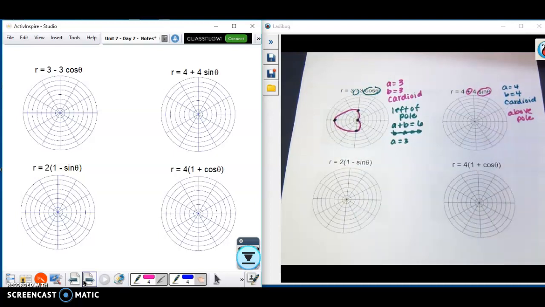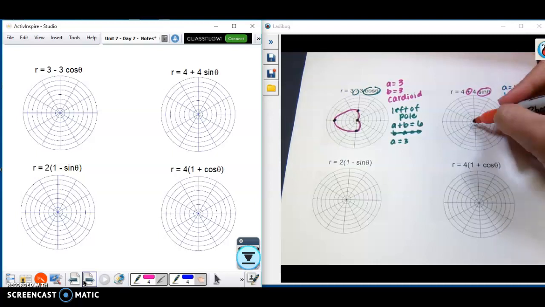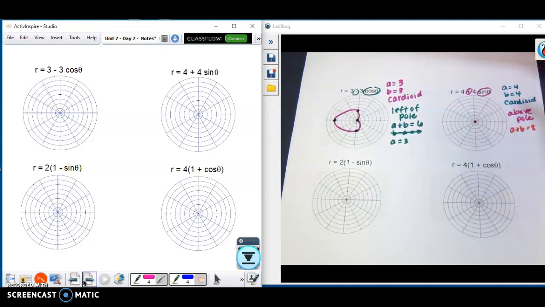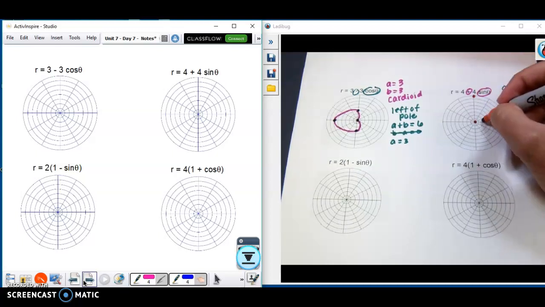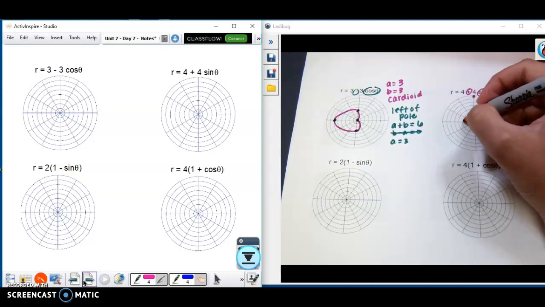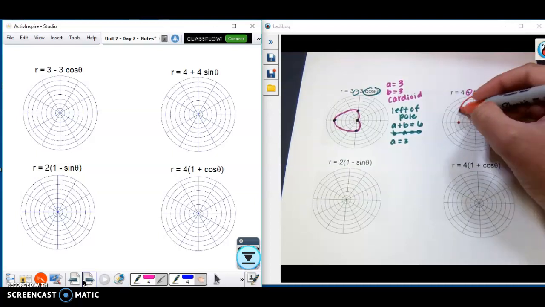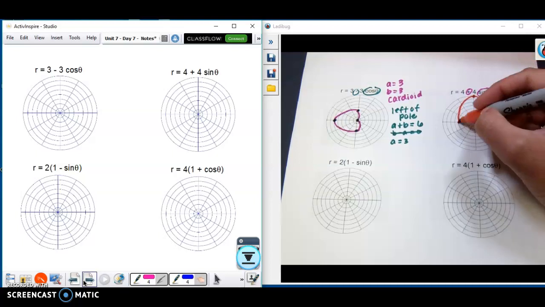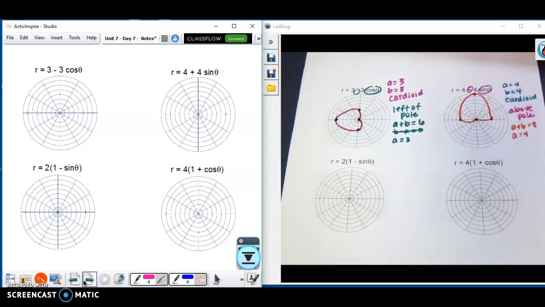Okay, so to figure out how far above, we're going to add A plus B, which is going to give us 8. So one dot at the pole, we're going to go up 8 spaces. To figure out how far left and right, you're going to use that A value. And then you can draw in your heart shape. Makes the heart with the pole there.